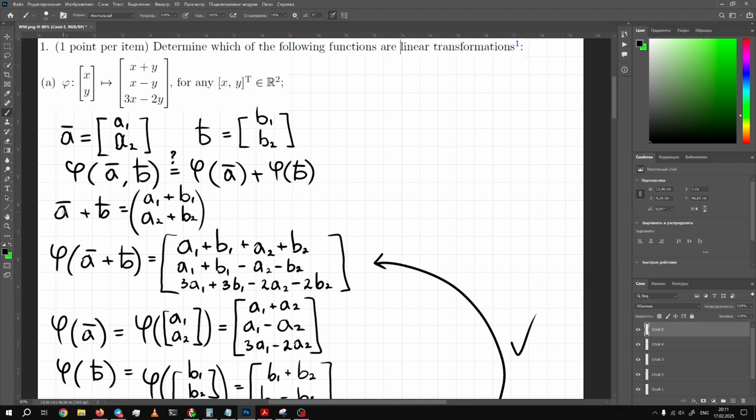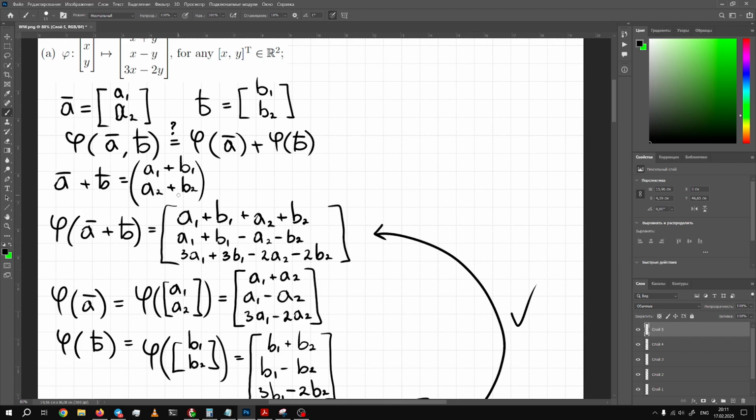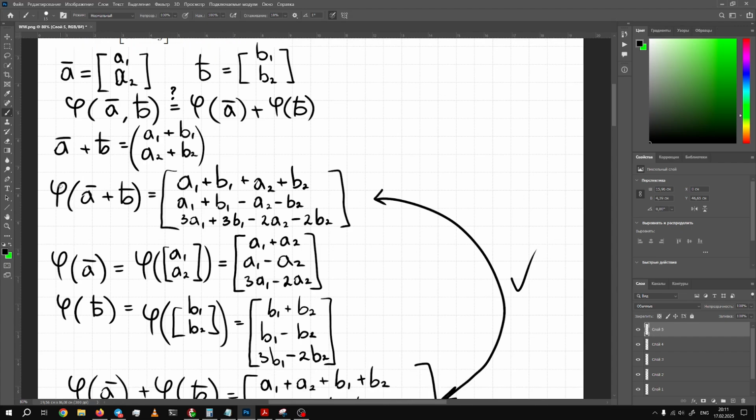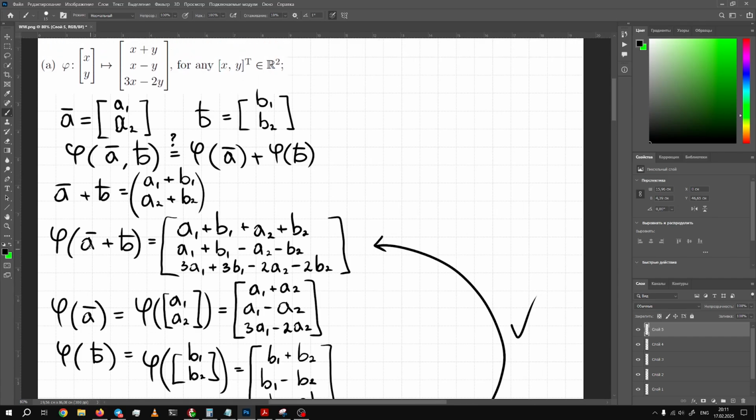So by basic rules we can say that the sum of two vectors is equal to the sum of coordinates of each vector correspondingly. So I hope you understand it. And phi of, let me call it transformation. It's phi, but I will say transformation. Transformation of A plus B.